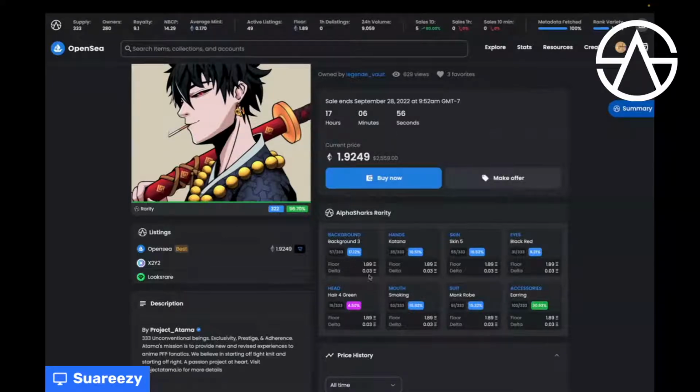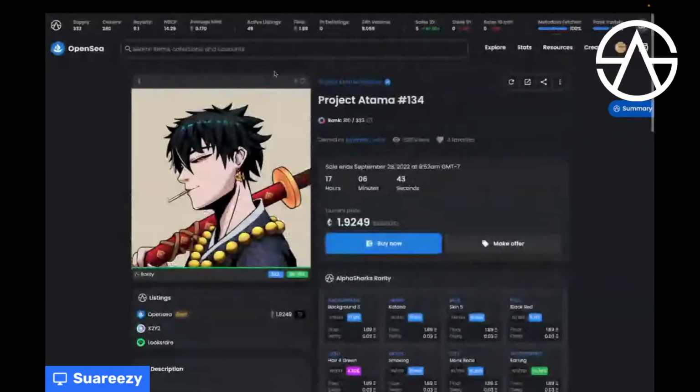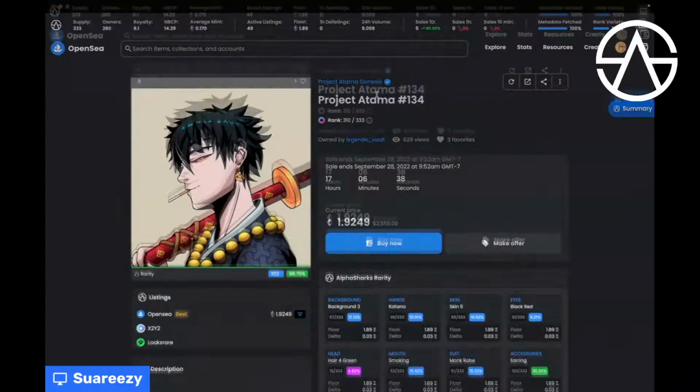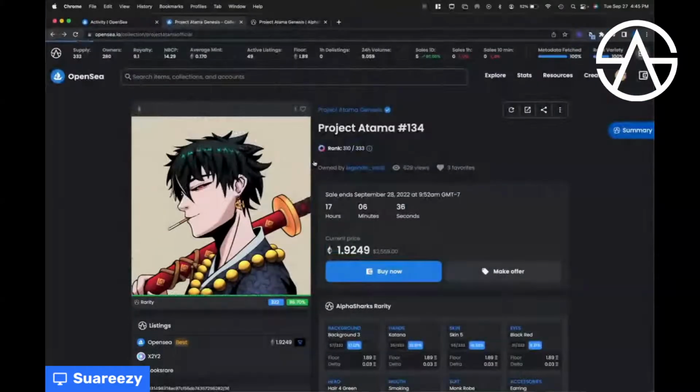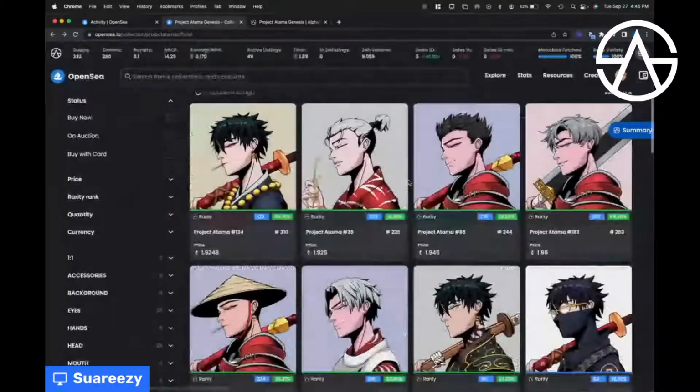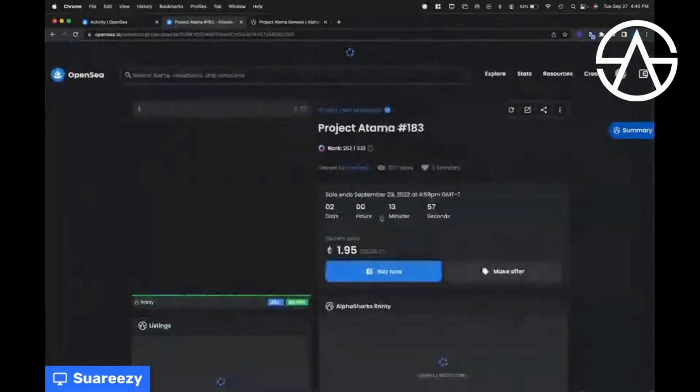So we can see here that the delta for the next background 3 is going to be 0.03 ETH. So not really much of a discrepancy. Let's see if we can go back into something that has a little more rarity, something like this.